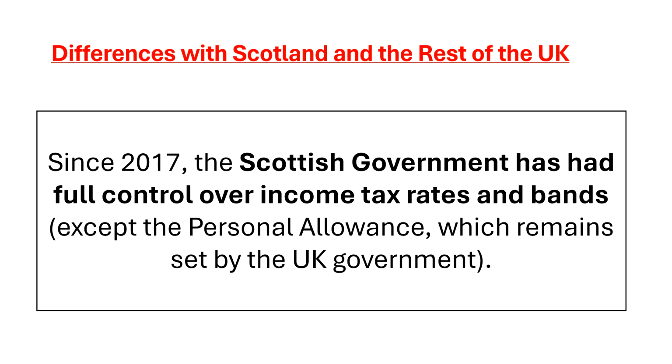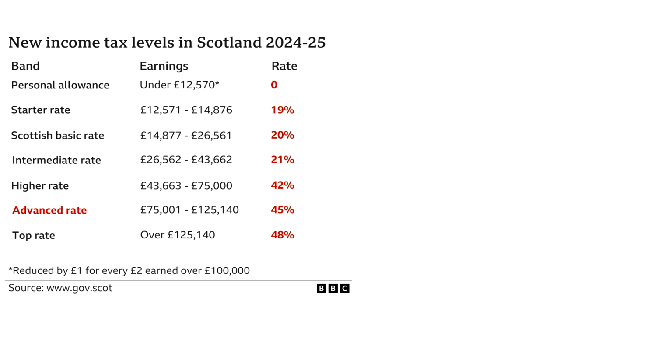Let's look at Scotland. Scotland is different to the rest of the UK. Since 2017, the Scottish Government has been given full control over income tax rates and bands. As it says there, the only difference is that personal allowance still remains set by the UK Government. So let's have a look at Scotland's income tax in 2025.